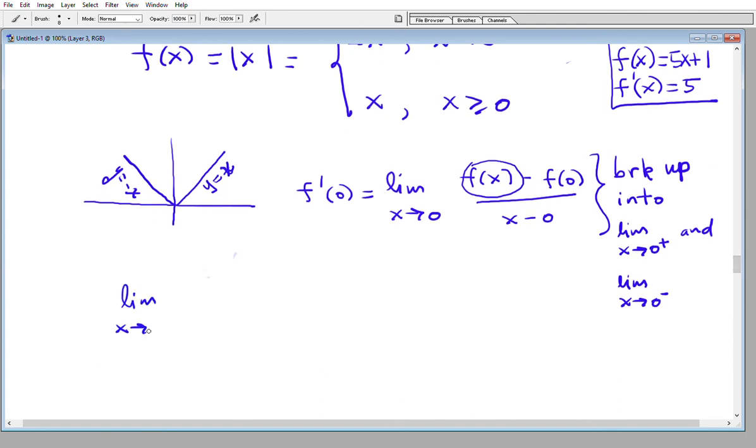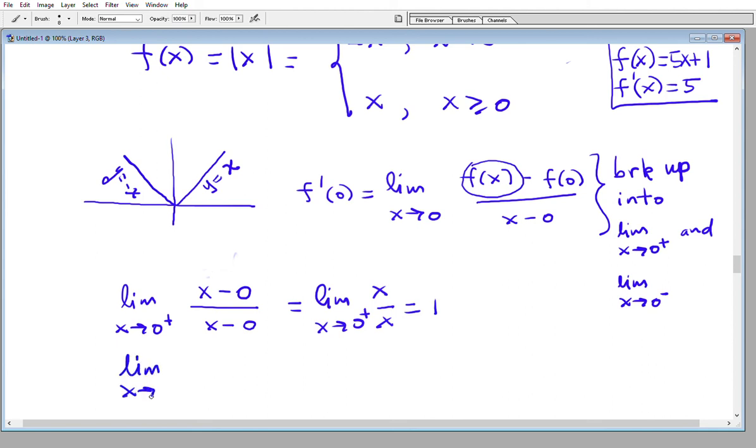So if I'm coming from the right, I'm using x, the function x. Okay, let me just write that clearer. I don't want you to think there's a minus sign in front. This is x. So we have f of 0 is 0. So we have x over x, which is 1. Limit as x goes to 0. Okay, x over x is 1. We can reduce that.